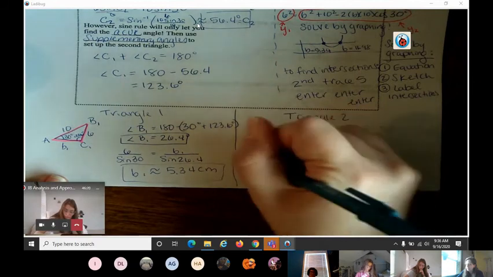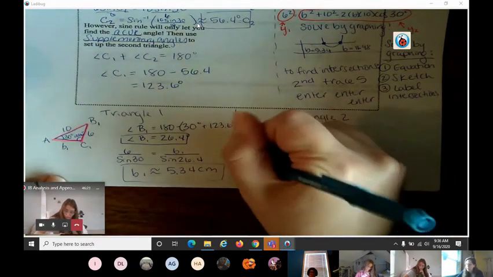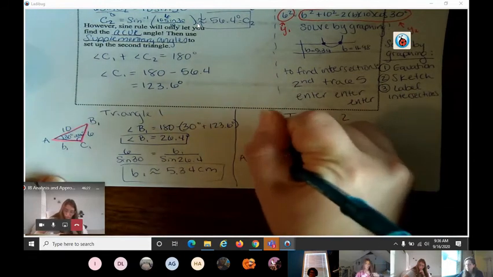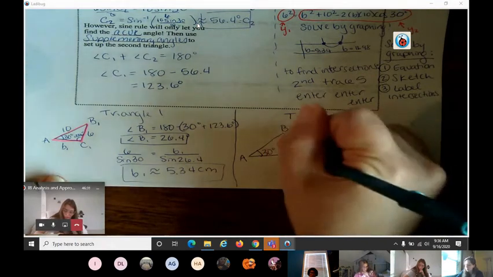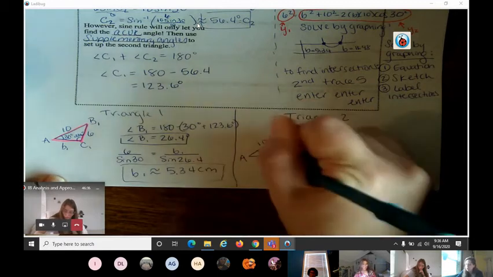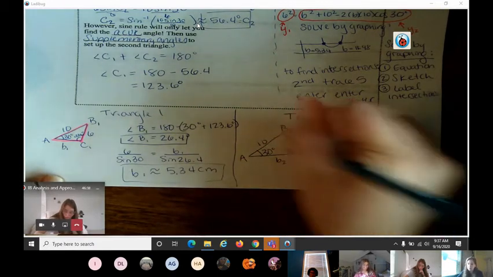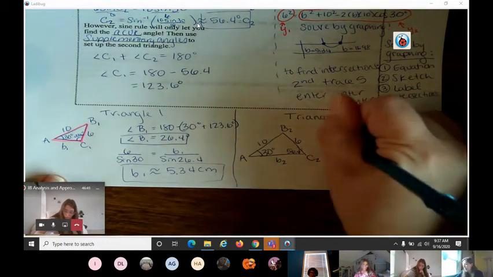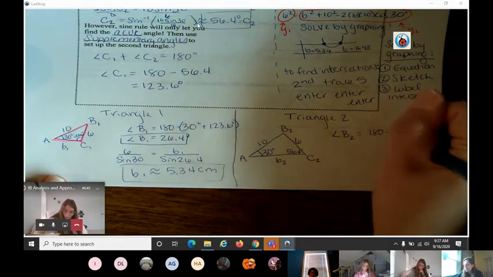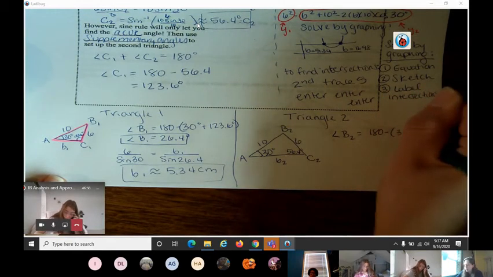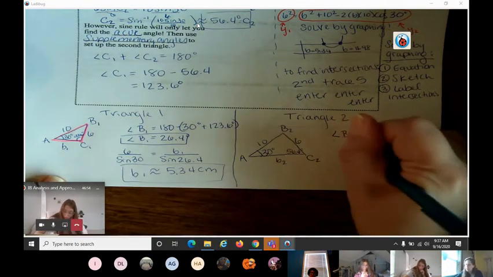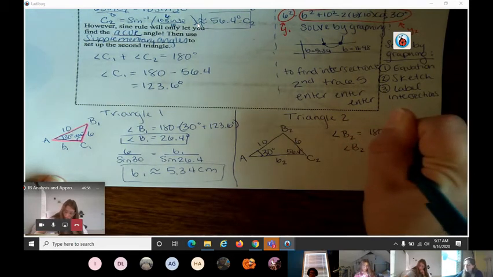And then triangle 2. Ooh, I did a bad job sketching triangle 2, I'm sorry. A, this is B2, C2. A is 30 degrees. C2 was 56.4 degrees. We have 10. We have little b2 over here. This is 6. Okay, we can solve again for angle b2, just like before, by taking 180 and subtracting 30 and 56.4, my other two angles. And I should get the angle b2 is equal to 93.6.